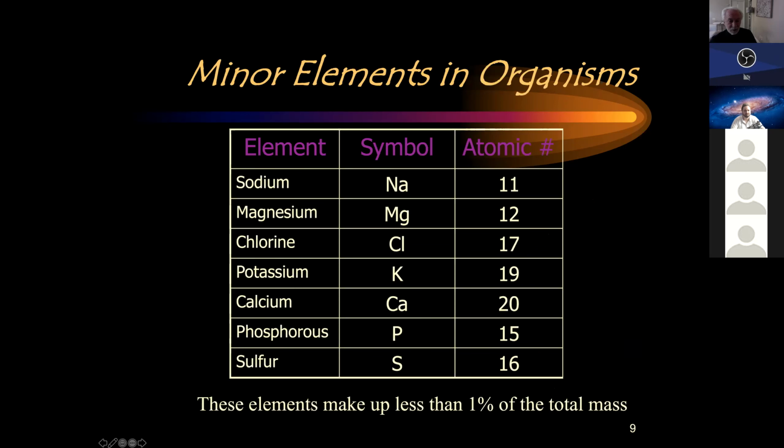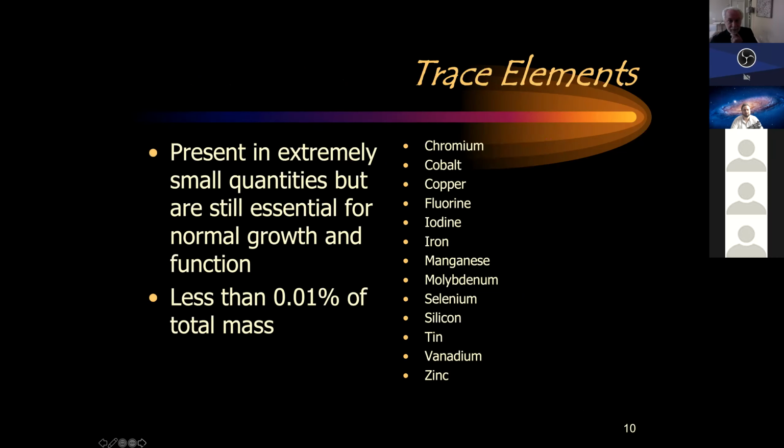There are the so-called minor elements. I won't go through and name them all, but these are essential for life, though they make up less than 1% of the total mass of living things. And then there are so-called trace elements. Again, these are present in very, very small quantities, but they're still essential for normal growth and function. They make up less than 0.01% of the mass of you or me.